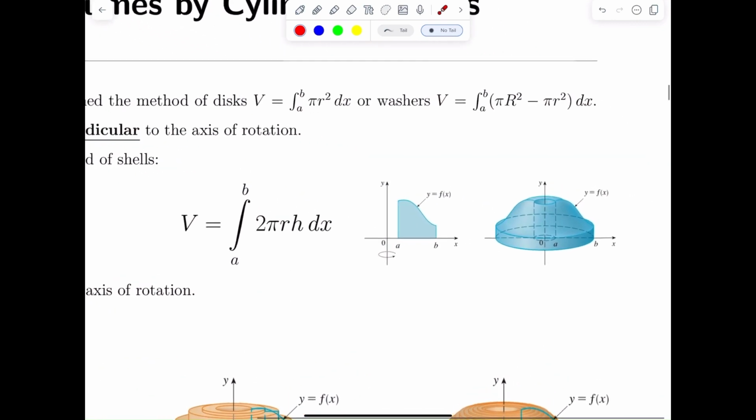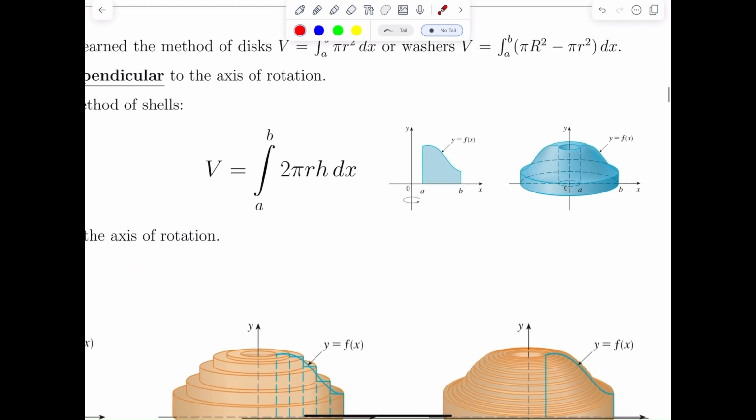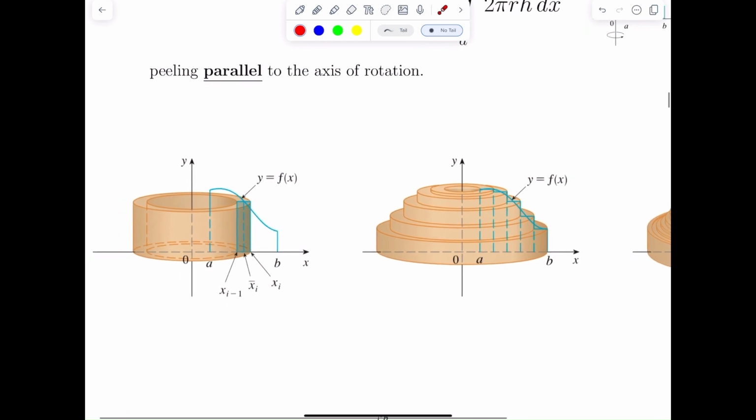So we still start with a region in the XY plane. We spin it around an axis, so they have to tell us, hey, you're going to spin around the x-axis or you're going to spin around the y-axis. So say, for example, I have here y as a function of x bounded between a and b. This is just an arbitrary example, and we're spinning it around the y-axis, okay? Instead of slicing perpendicular to the axis of revolution, in order to compute the volume of this three-dimensional solid, what we're going to do is peel parallel to the axis of rotation.